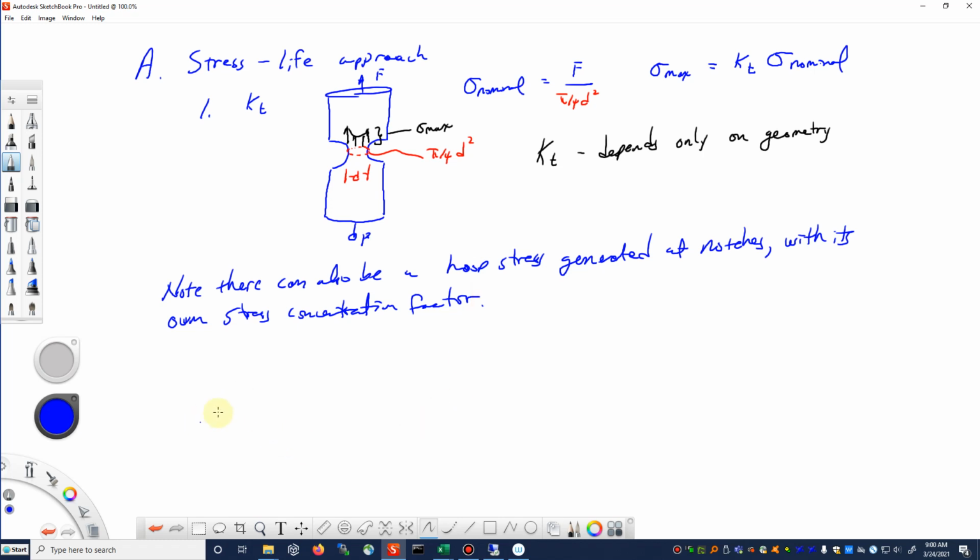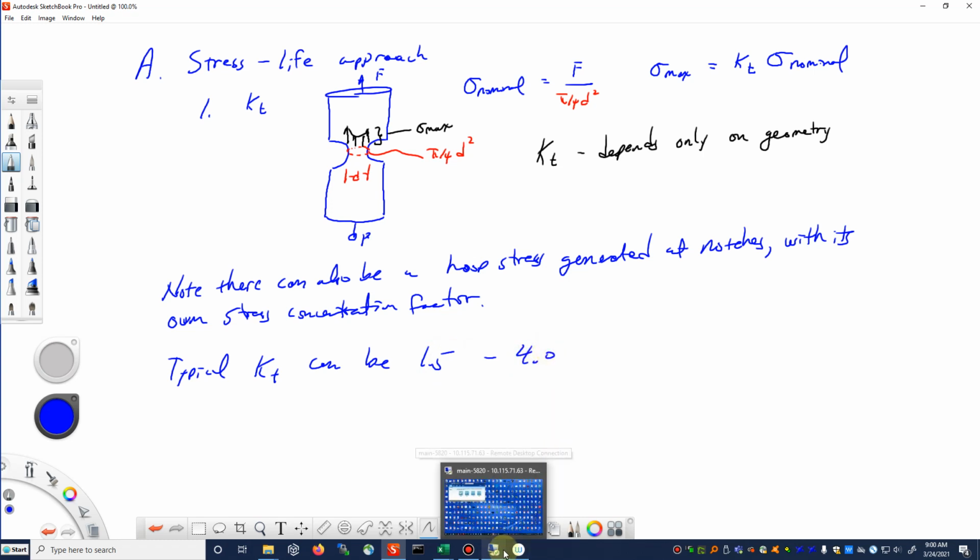Typical ranges for stress concentration factors can be 1.5 to 3.5 or 4. And it's possible to have a little bit higher, but if you get values that are too high, you're going to quickly yield your material after you put any appreciable load on it, and then you won't be in the elastic range anymore.